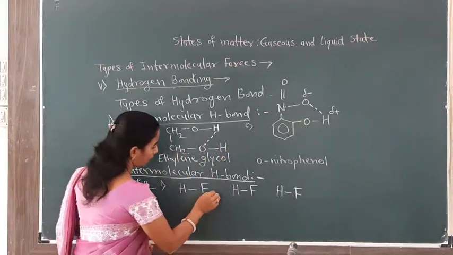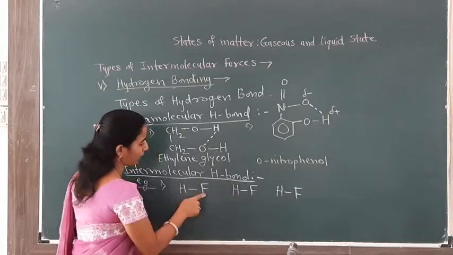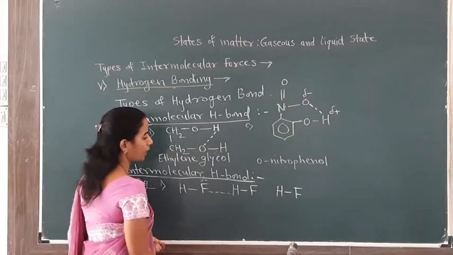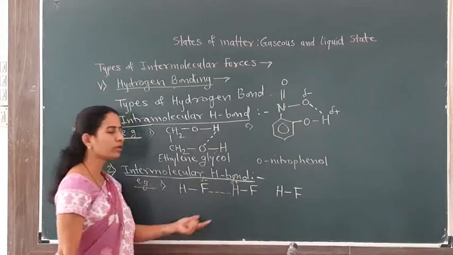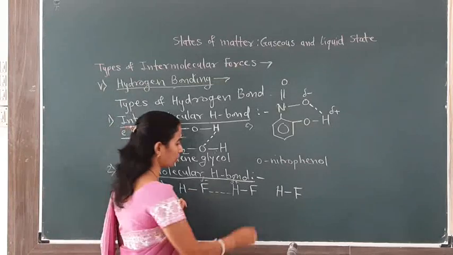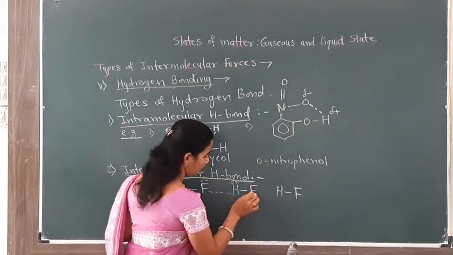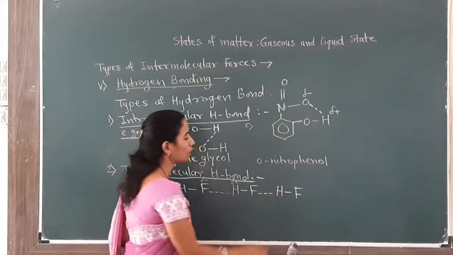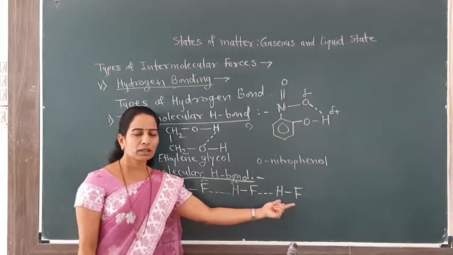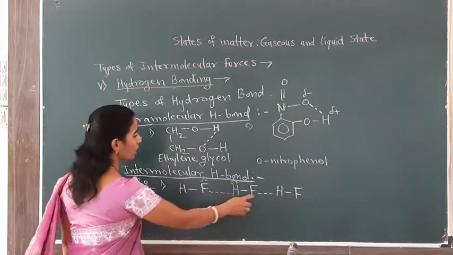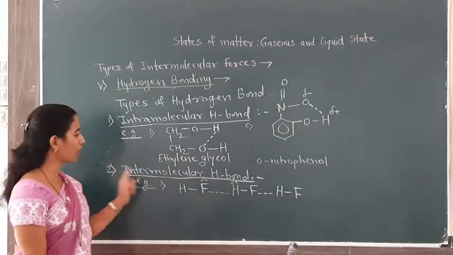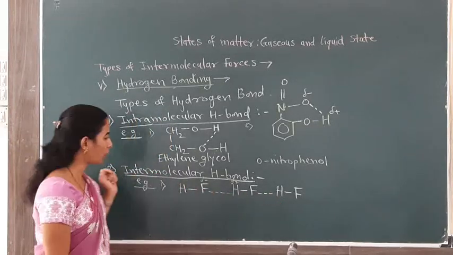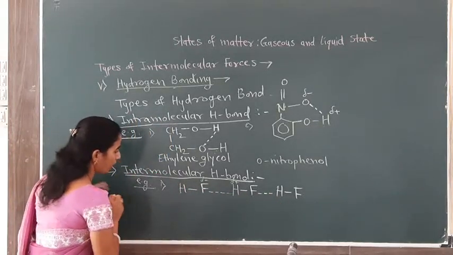Now here, what will happen? This fluorine atom, which is more electronegative, is bonded with the hydrogen atom of another HF molecule. Similarly, this fluorine atom of this molecule will form the hydrogen bond with the third HF molecule. So these are the hydrogen bonds which are formed within two or more similar kinds of molecules. One more example.